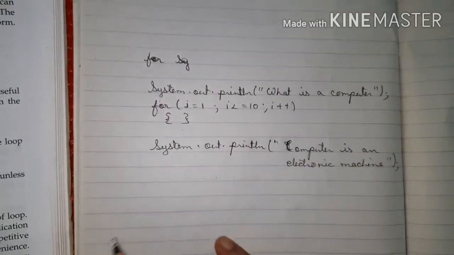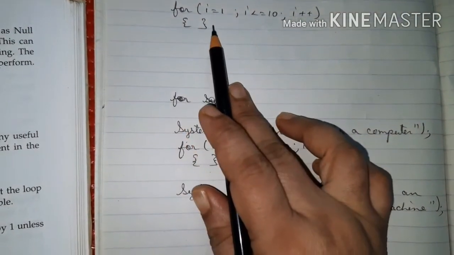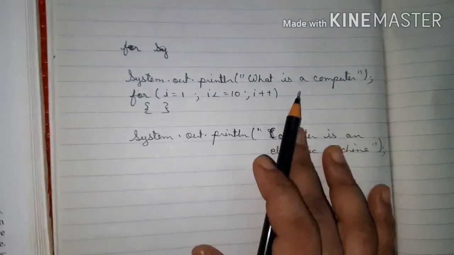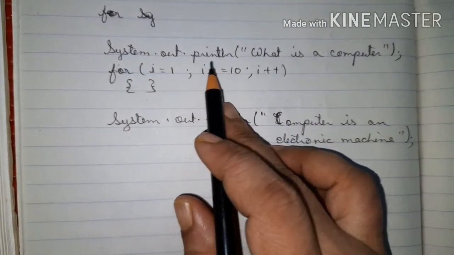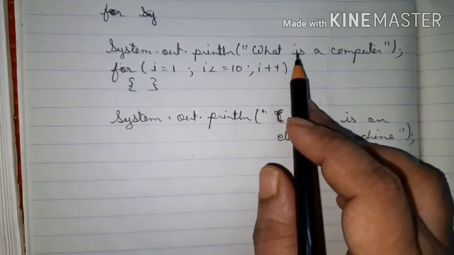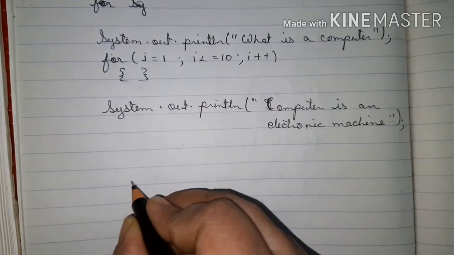Why do we call it a null loop? Because there is no statement, null loop. And why do we call it a delay loop? You can take this example, where there is system.out.println of what is a computer, so it will be the output.